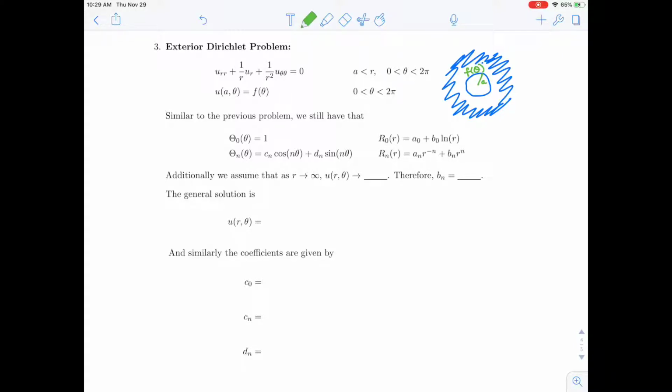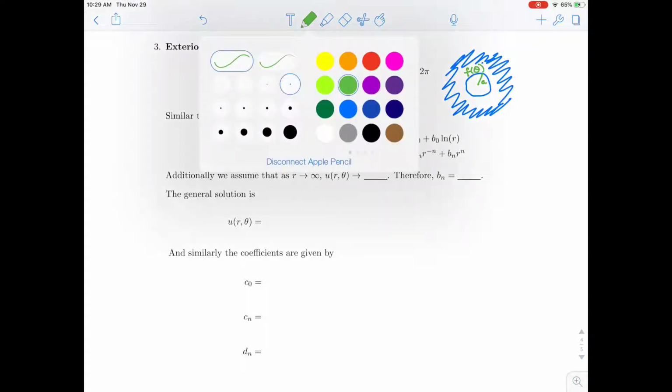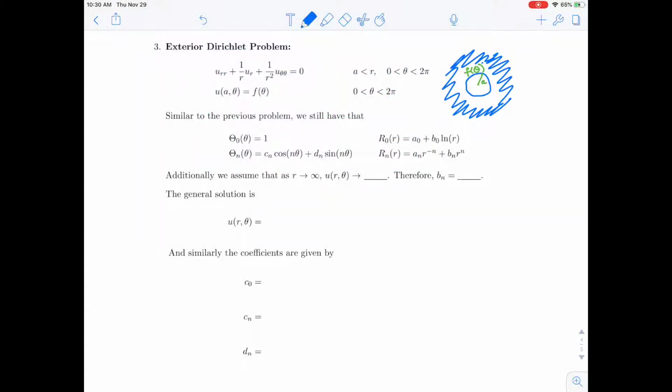Okay, so again, most of this problem is going to be exactly the same, so I'm not going to go through all the steps to solve it. From the previous problem that we worked on before, we do have that theta sub 0 is just the constant 1. So this is similar to when we were working with the inside of the circle, or with the annulus that we did before.